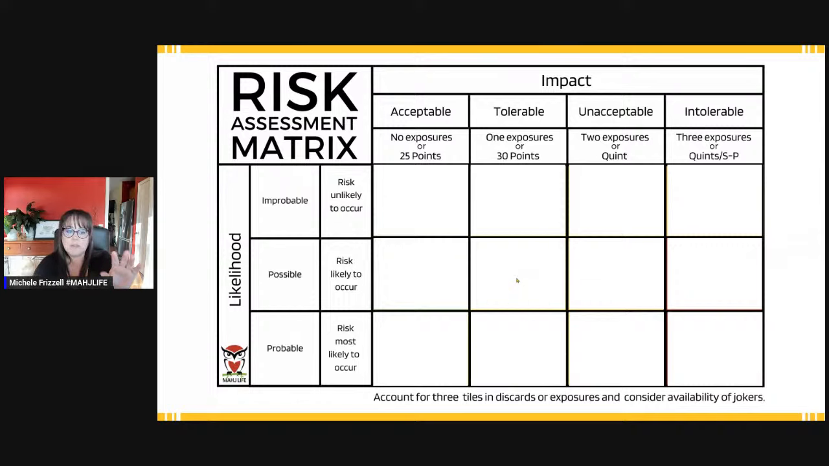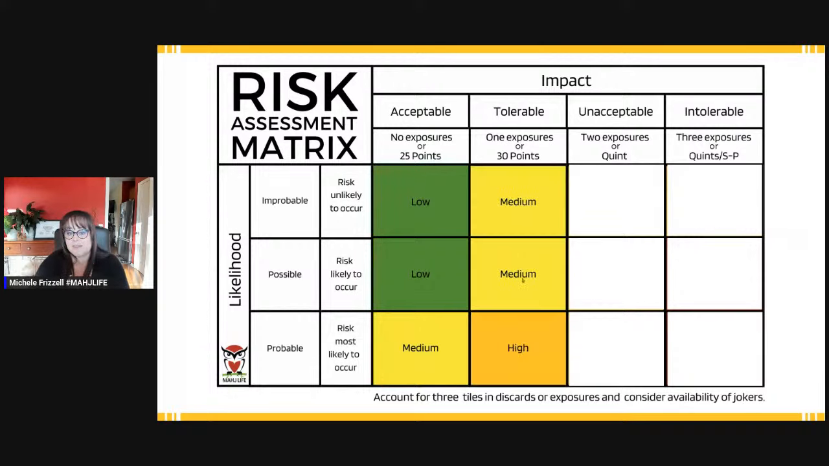So considering the likelihood, improbable, possible, and probable, and then impact being acceptable, tolerable, unacceptable, and intolerable, we're going to look at risk. Under acceptable, we have low and medium. If it's an improbable risky tile, it's going to have low risk. Same with possible, under the acceptable conditions, though, no exposures. And then if it's a probable winning tile, it's going to have a medium risk. And that would be if maybe there are no exposures or none of those tiles out.